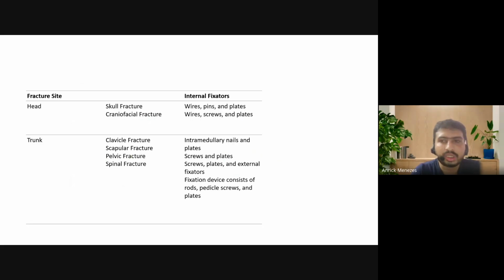So what I put here are various internal fixators that can be used. In cases of head, skull fractures or craniofacial fractures, they use wires, pins, plates. In cases of the trunk, that is clavicle, scapular, pelvic, spinal fractures, they mostly use intramedullary nails, screws, external fixators. Fixation devices consist of rods, pedicle screws, plates, etc.